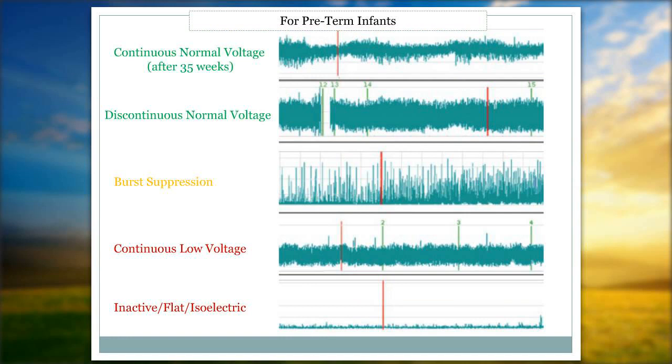For the preterm, the continuous, if they're over 35 weeks, is considered normal. Of course, the discontinuous is very much expected, especially for our preterm babies, all the way down to our smallest babies. True burst suppression, where we have limited voltage and no variability at the baseline at all, is really not a normal tracing even for a preterm baby. But some extremely preterm babies have a pattern that's so discontinuous it may look like burst suppression, and that's where getting your neurologist involved to look at that would be helpful. And again, continuous low voltage and flat are never normal, no matter how young a baby is.